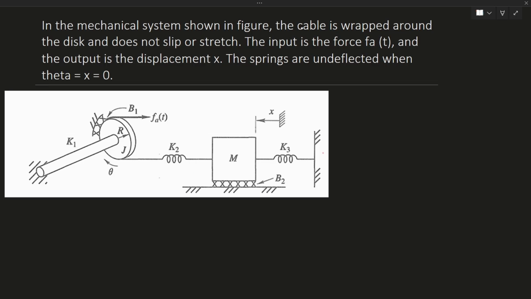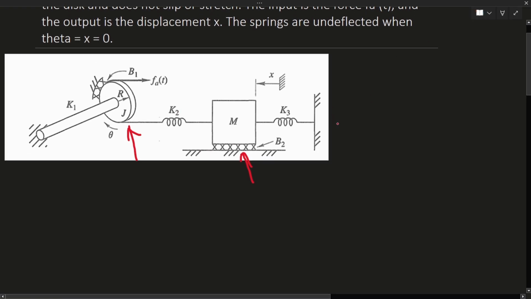Today we're going to learn about rotational mechanical systems and how to solve them with the state variables, okay? We're going to use this example to learn together. This problem is a combination of both a rotational object and a normal box, but we're going to go step by step to find their state variables, okay?